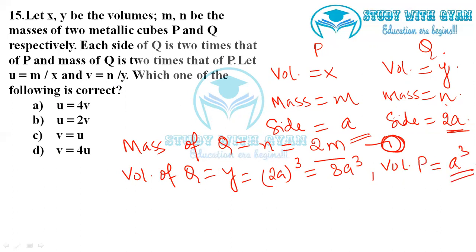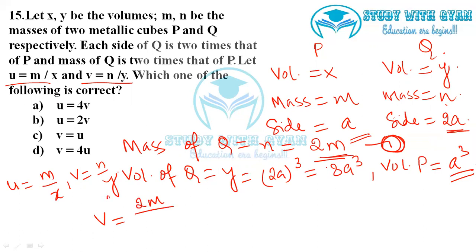After this, they are saying let u equals m upon x and v equals n upon y. Okay, no problem. So u equals m upon x and v equals n upon y. So simply what you can do here, n equals 2m from equation 1. So just put n equals 2m. And what is the value of y? y equals 8a cube. From here you can simply write down v equals 2m upon 8a cube. 2 4s are 8, that means m upon 4a cube.